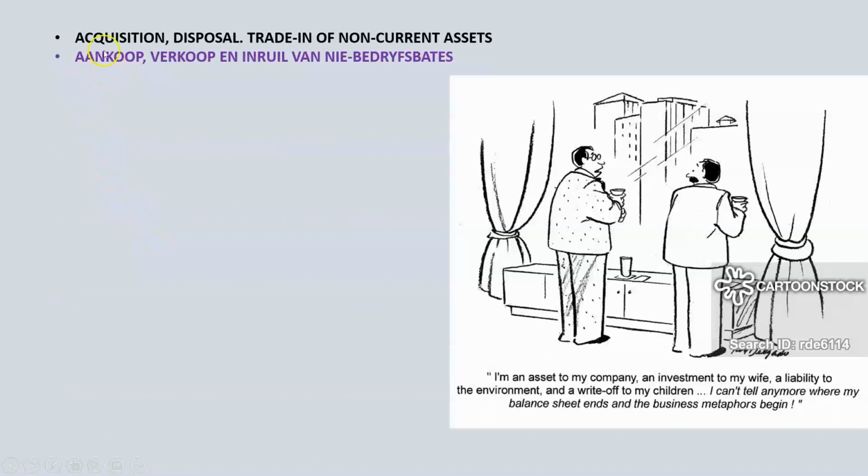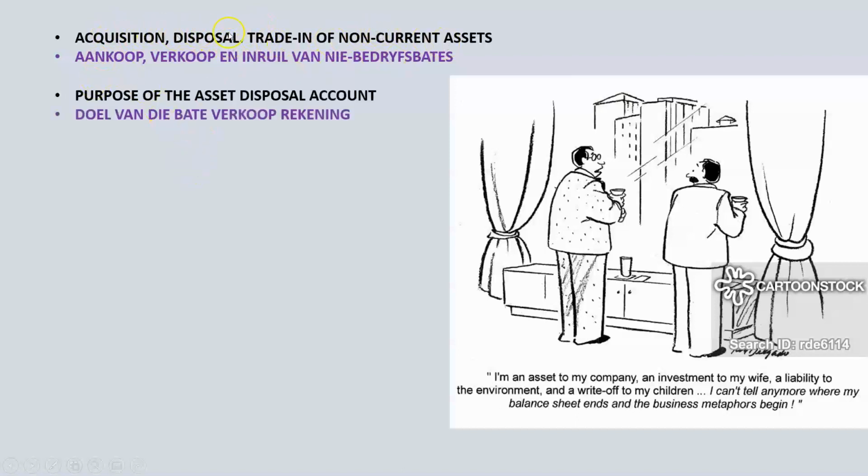Right, what do we have to do further? You further have to do the accounting entries for the acquisition of a new asset, the disposal of an asset, the trade-in of a non-current asset. Now, when we dispose or trade in an asset, we make use of an asset disposal account. So you should know what the purpose of an asset disposal account is and how the accounting entries work.